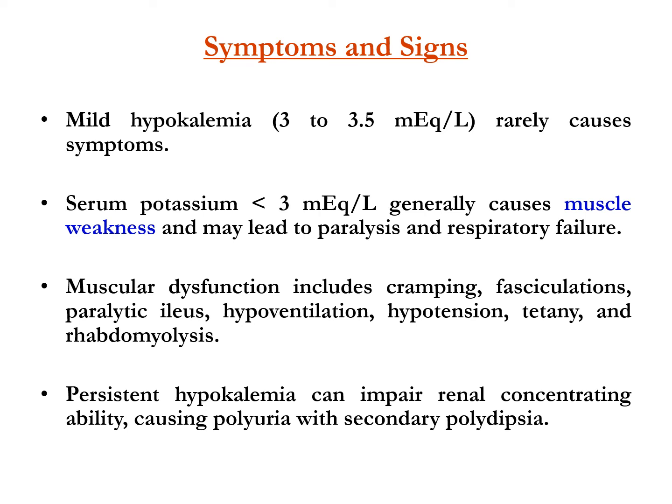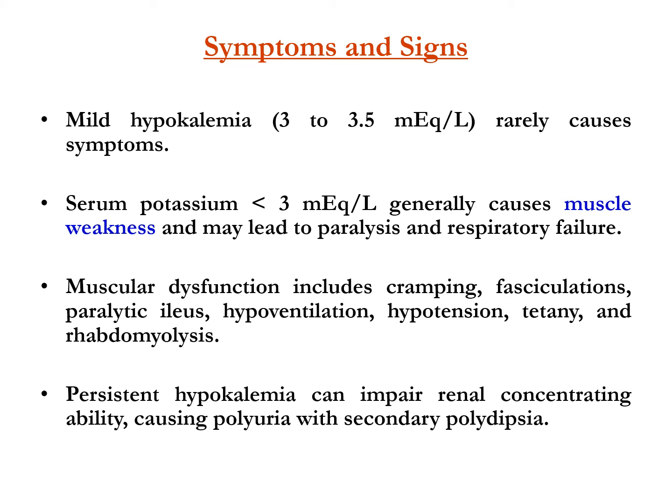Our case presented with bilateral leg pain or leg weakness. Mild hypokalemia rarely causes symptoms. Serum potassium less than 3 milliequivalent per liter generally causes muscle weakness. So potassium disturbance mainly affects the muscle and may lead to paralysis or respiratory failure. Muscular dysfunction also includes cramping, fasciculation, paralytic ileus, hypoventilation, hypotension, tetany, and rhabdomyolysis.